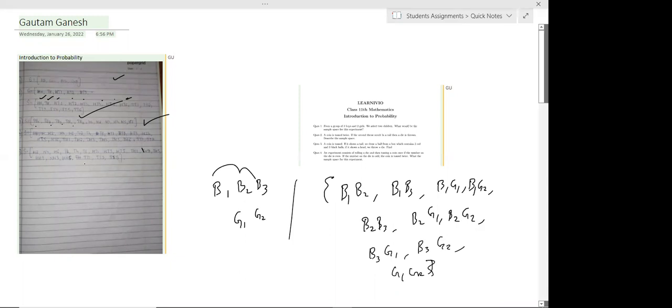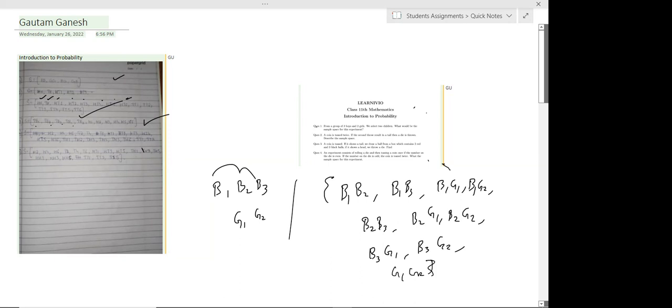Gautam, can you read the fourth question? Gautam, are you there? Sir, it's very small, sir. Sorry? It's very small. You don't have the assignment with you right now? No, sir. Okay.